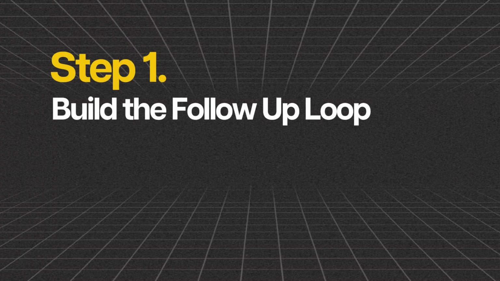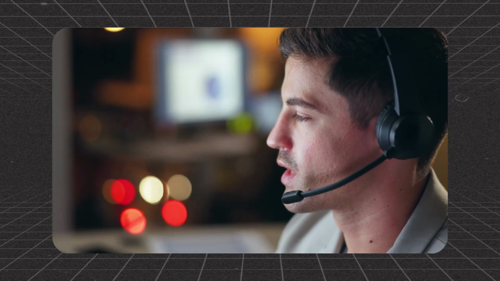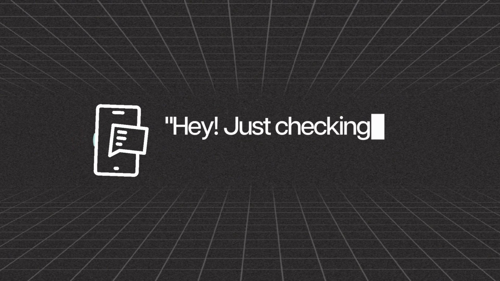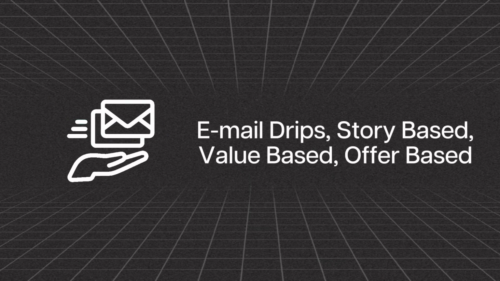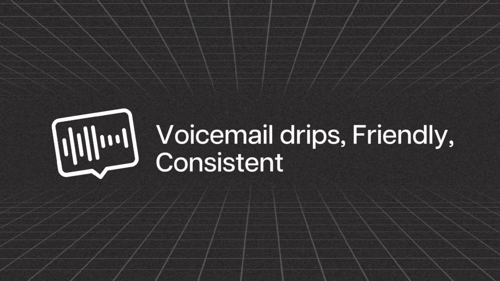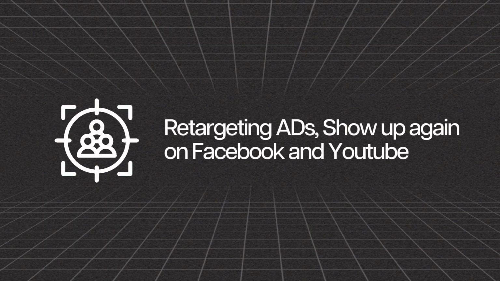Step 1. Build the follow-up loop. 80% of your deals are going to come after the 5th or 6th touch point. So if your system isn't following up automatically, you're burning cash. Here's what the best wholesalers do. SMS follow-up: "Hey, just checking in. Did you sell the property?" Email drips: story-based, value-based, offer-based. Voicemail drops, friendly, consistent nudges. Retargeting ads, show up again on Facebook and YouTube. You create a 24/7 nurture system that never forgets to follow up, never sleeps, never gets tired.